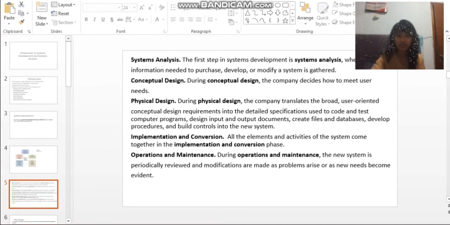Implementation and conversion. All the elements and activities of the system come together in the implementation and conversion phase. And operation and maintenance. During operation and maintenance, the new system is periodically reviewed and modifications are made as problems arise or as new needs become evident.